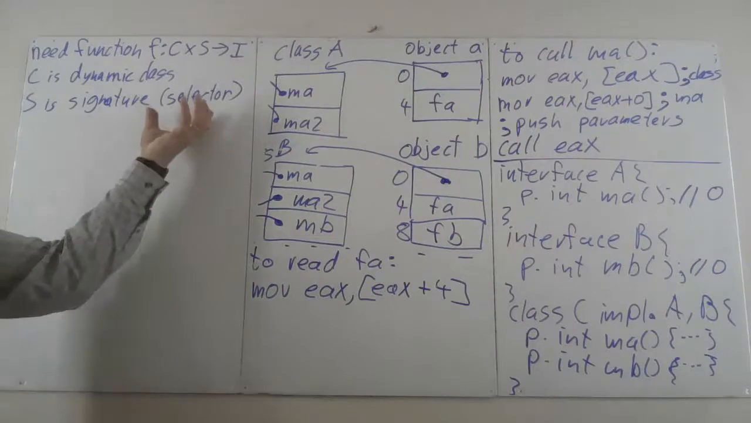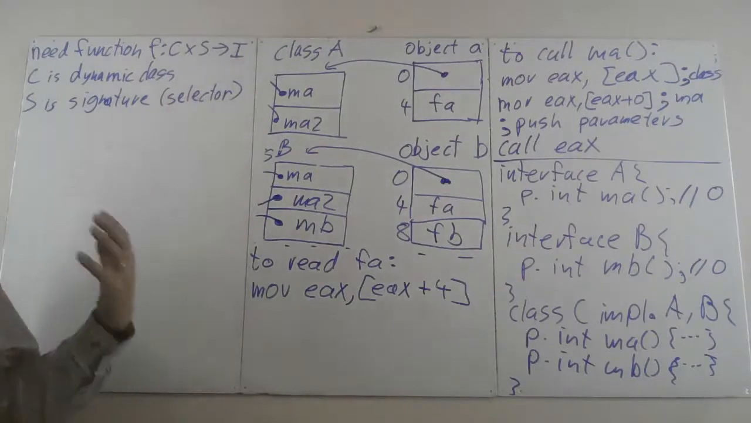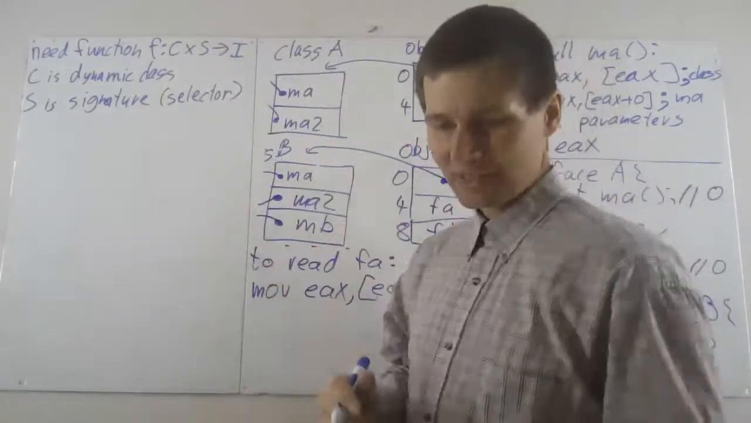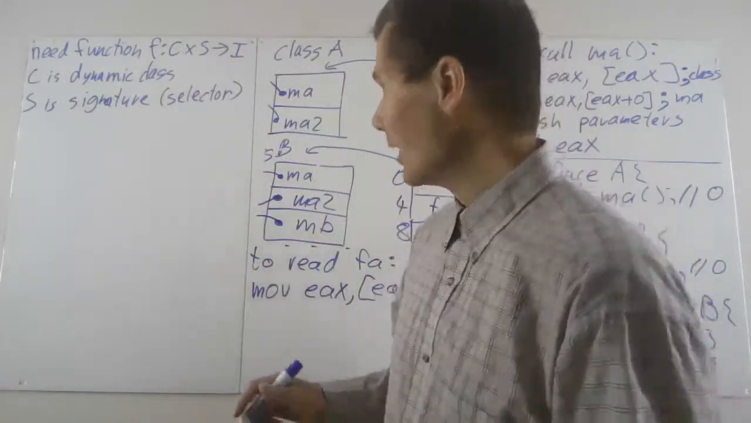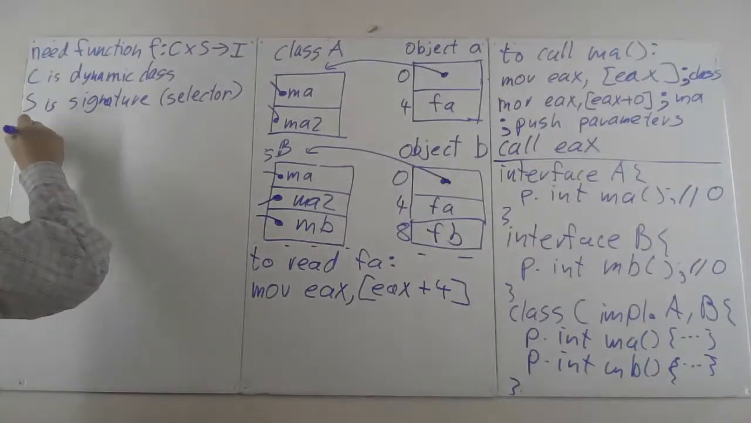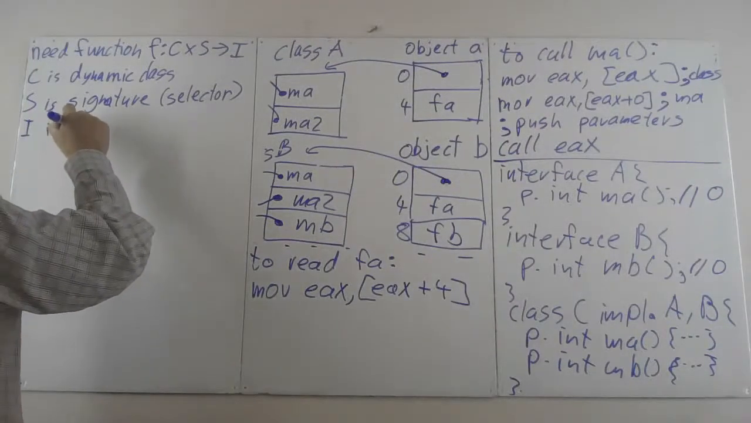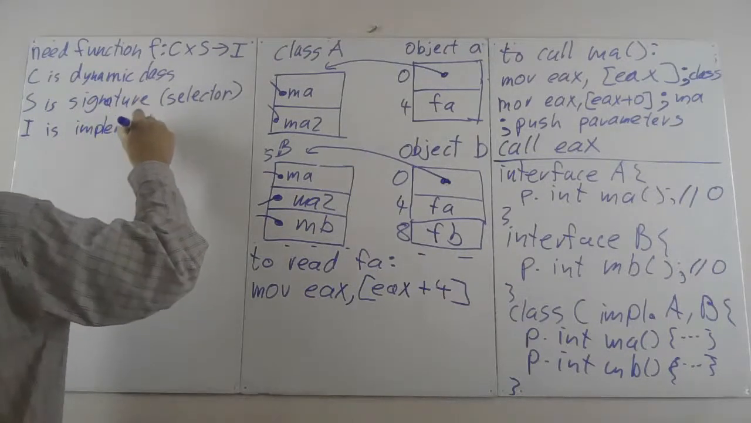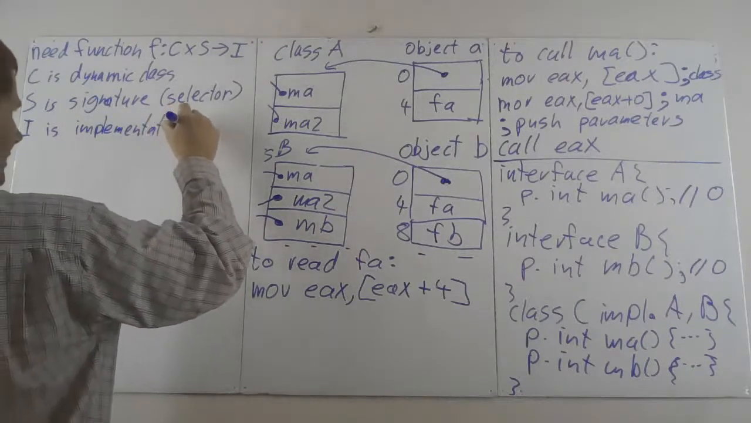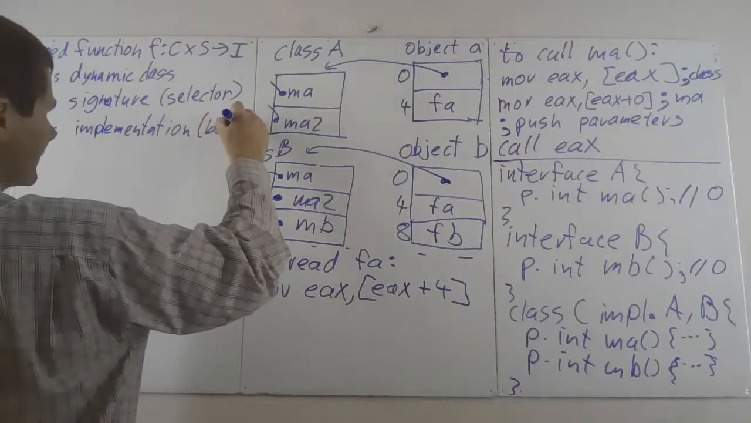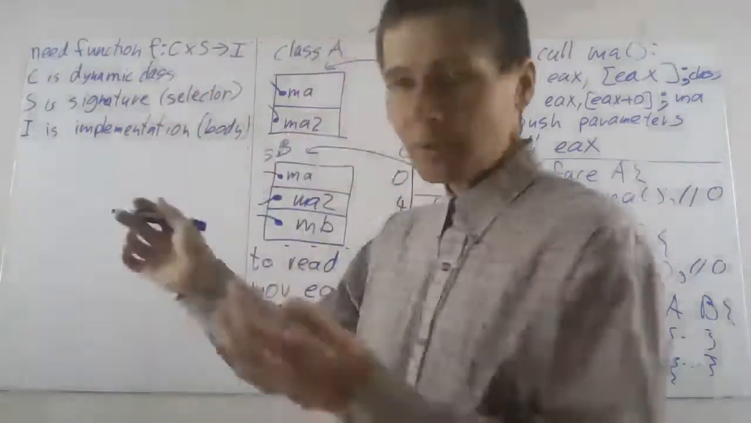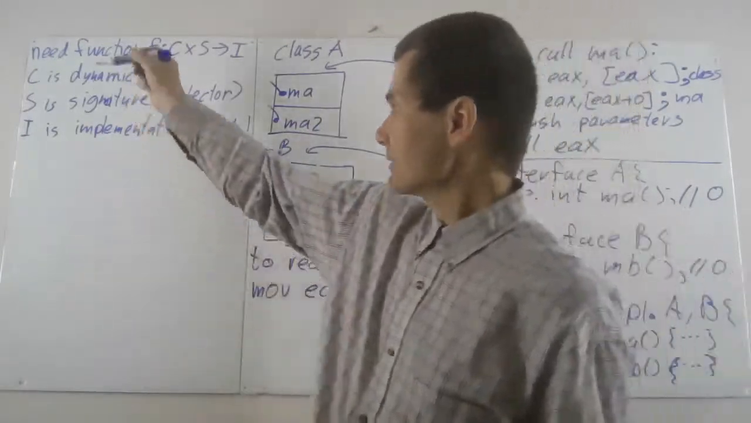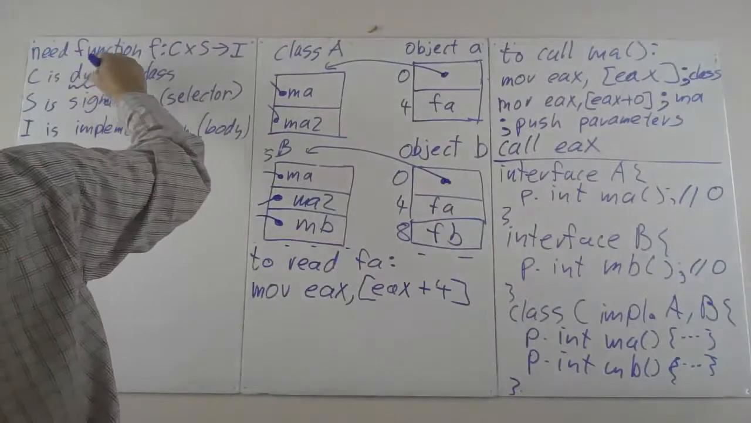Basically, the identifier, the name of the method that I want to call. And of course, I is the method implementation, right? So the implementation, or the code of the body of the method. Okay, and we need to implement this function to run at runtime because of the dynamic class of the object, right?